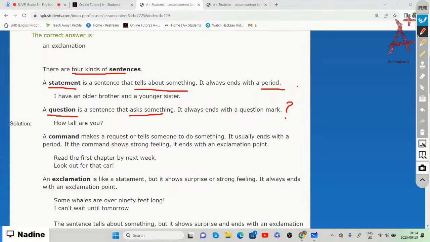And then we have a command. And a command makes a request, right? And with making a request, it is also telling someone to do something, right? You're telling someone to do something. And with a command, it usually ends with a period, right? Period being a full stop. Or if the command shows strong feeling, it ends with an exclamation point. And here we have two examples of a command, one ending with a period and one ending with an exclamation point.